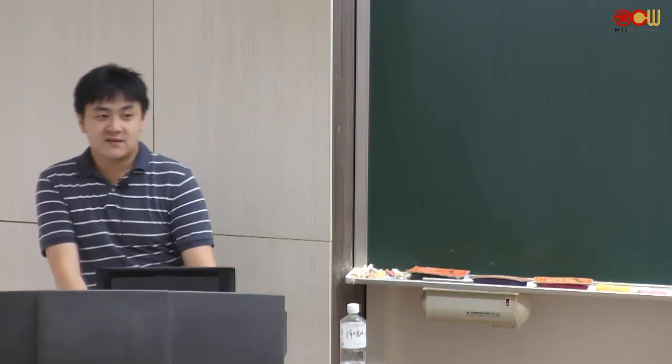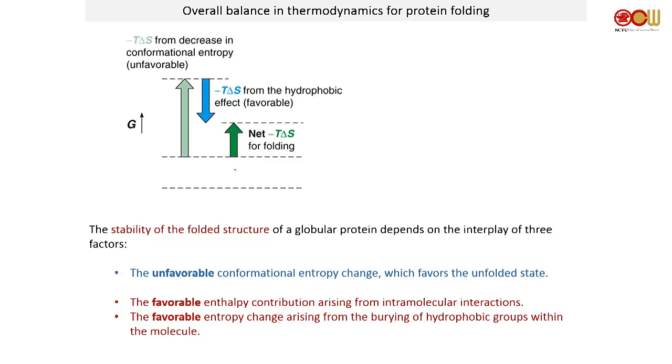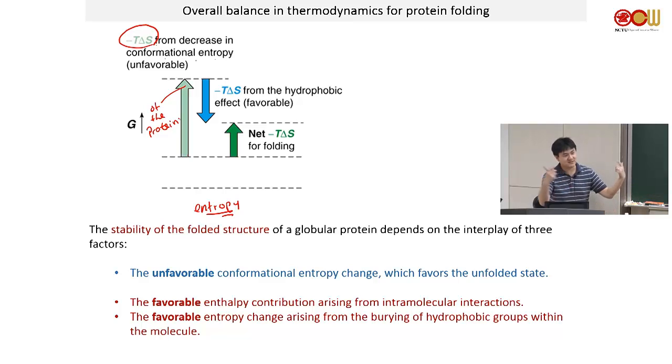If we summarize it into an energy schematic, here we're only looking at minus T delta S, meaning we're only looking at entropy. This is minus T delta S from the decrease in conformational entropy of the protein, and you see a large increase in delta G for protein folding. Why is that? Because the protein is now restricted in a specific shape. It doesn't like that. So delta G increases.